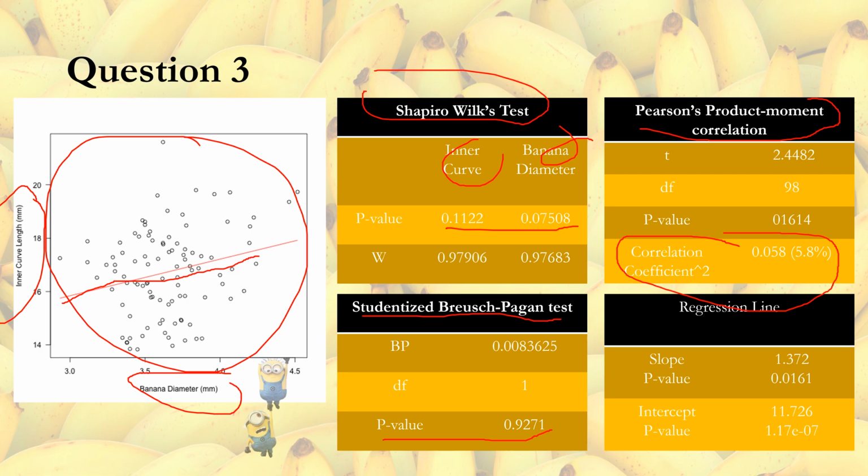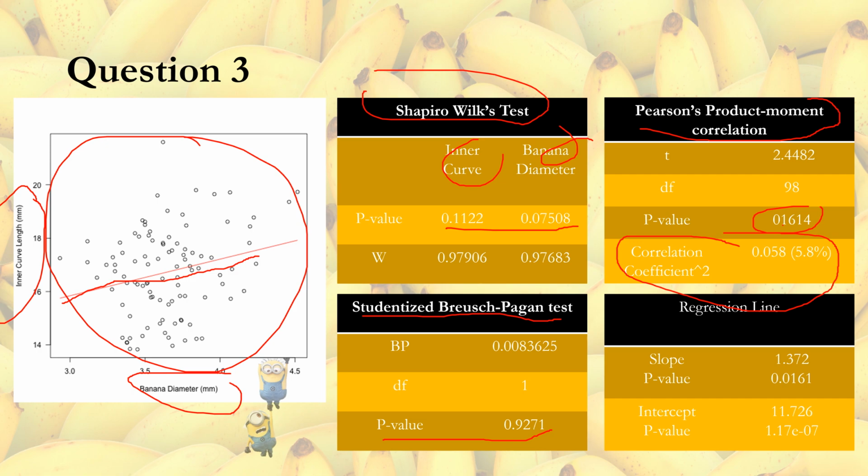So the p-value was 0.164, which is again greater than 0.05, and therefore there's homogeneity of means between the inner curve length of the banana and its banana diameter.